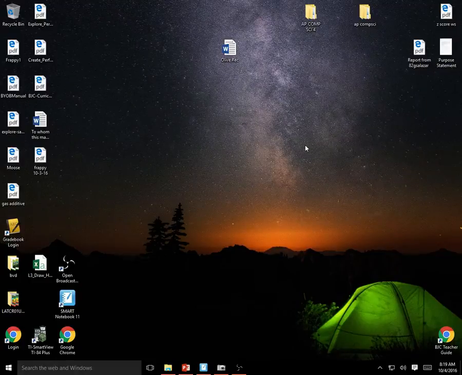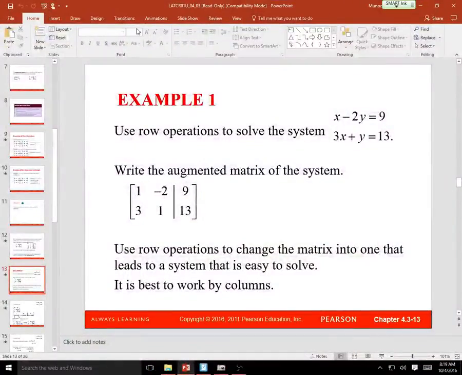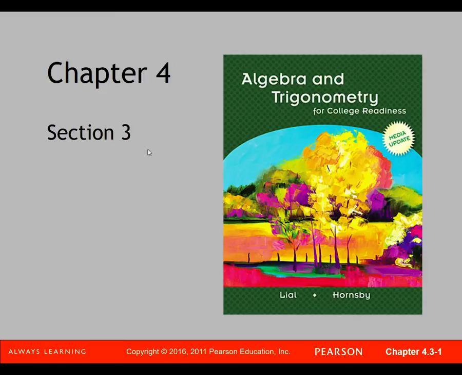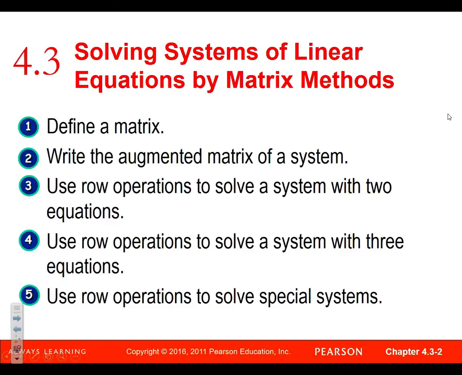This is section 4.3. 4.2 was the 3x3 systems. 4.1 was the 2x2 systems, right? Let's start from the beginning. All right, so chapter 4, section 3. We're going to be solving systems of linear equations by methods of matrices. So we're going to be using matrices to solve our systems.